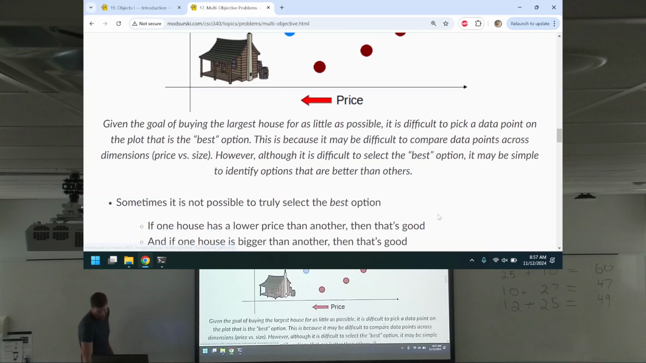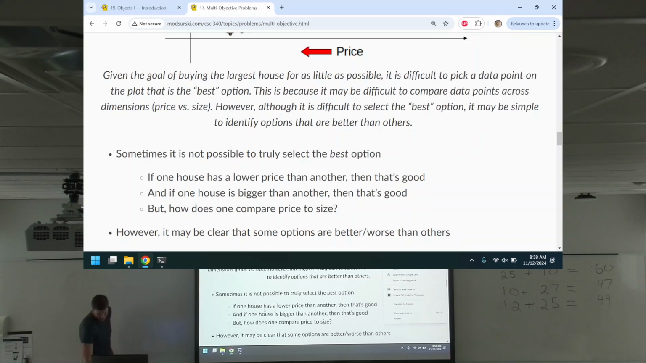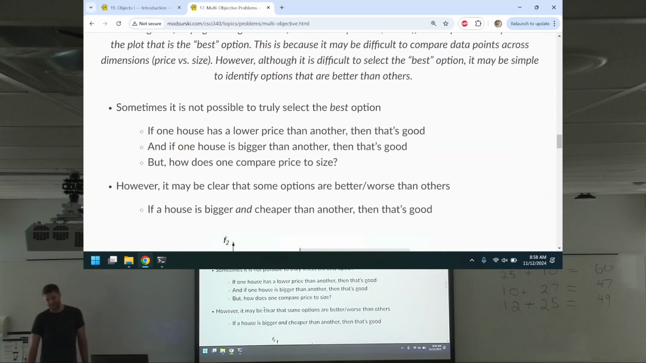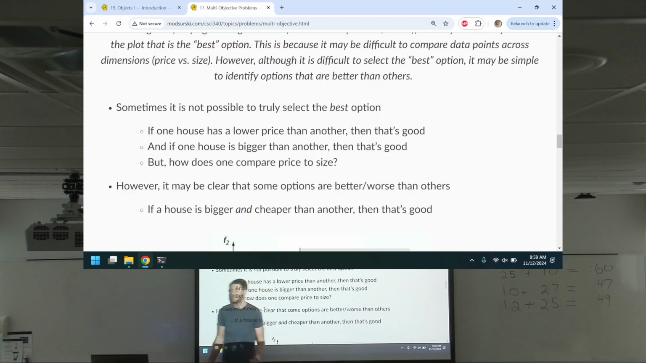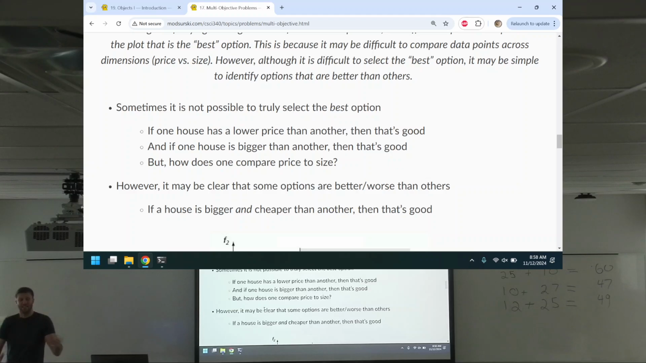Let me explain it. All right, so sometimes it's not possible to truly select the best option. Sometimes that's also a foolish question to ask. Like, what does best mean in some context? If one house has a lower price than another, then that's good. And if one house is bigger than another, that's good. But how does one compare price to size? It's difficult. In spite of this though, it may be clear that some options are better than others. If a house is bigger and cheaper than another, that's good.